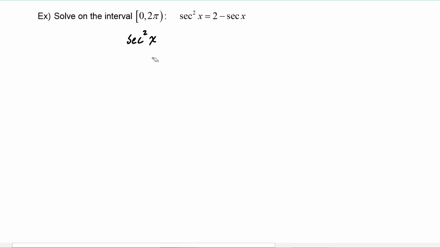So we have secant squared of x. Now over here, this is a minus secant of x, so it will become plus secant of x when it moves to the left-hand side. The 2 is positive, so it will turn into minus 2 on the left-hand side. And don't forget, you have an equation, so you have to get it equal to 0. Every equation always has to have two sides: a left-hand side, an equal sign, and a right-hand side. Now we are ready to do our FOIL factoring.